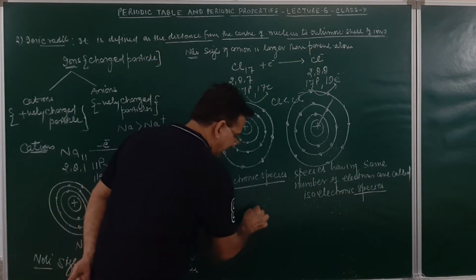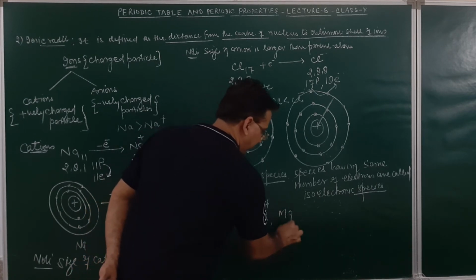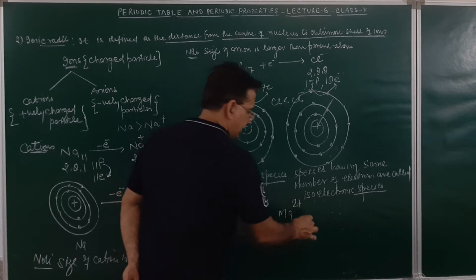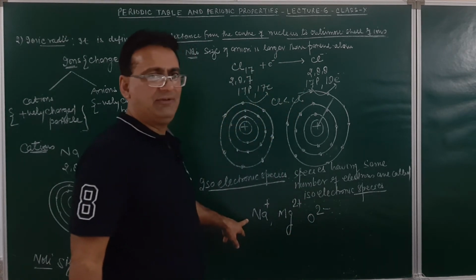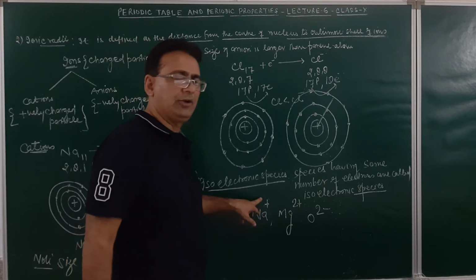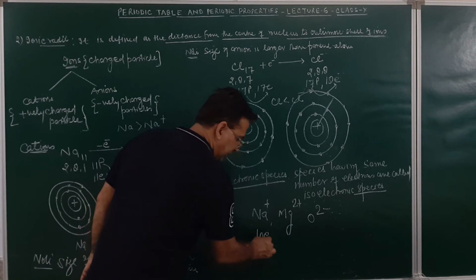Just see over here, if I say sodium ion, if I say magnesium ion, and if I say oxide ion. What is the atomic number of sodium? 11. After losing 1 electron, how many electrons does it have? 10. So here it has 10 electrons.